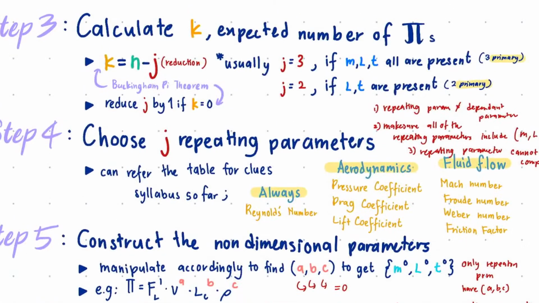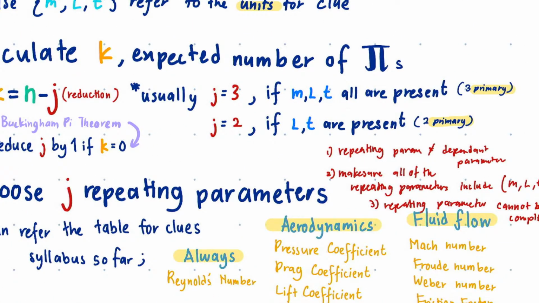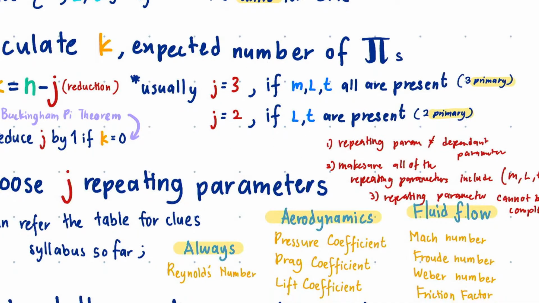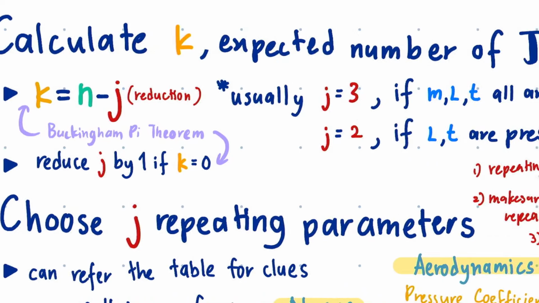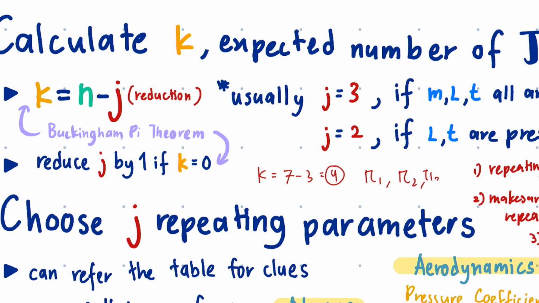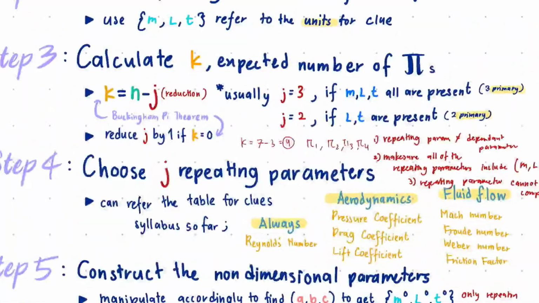So K equals n minus j. N is the number of parameters, j is the reduction number. If MLT all exist, j equals 3. If only 2 of those exist, j equals 2. That is quite easy. So now we can see that n is equal to 7 and j is equal to 3. So K equals 7 minus 3, which is 4. So we are supposed to have 4 pi's: 1, 2, 3 and 4, for this situation.